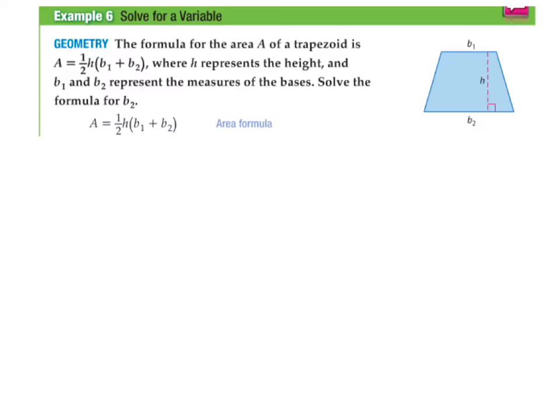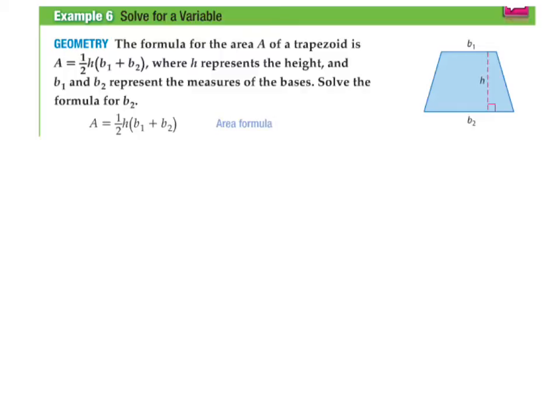Example 6 comes from geometry, but it's really just algebra, and it's working with symbols. That's why we're doing this, to get familiar with working with no numbers. So the do the math portion is kind of going to be non-existent. It's going to be really hard to do any math here because we don't have any numbers. These are all just variables.